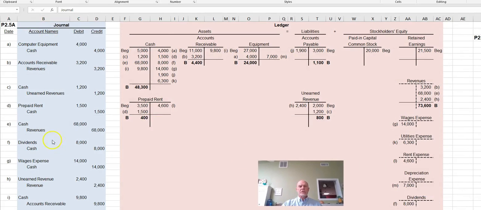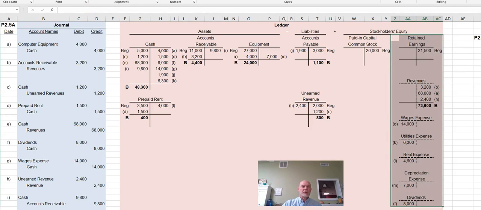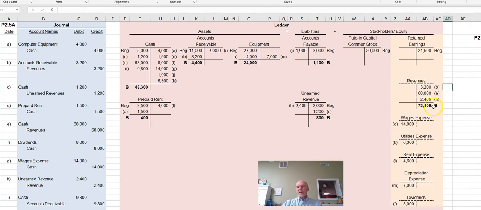Let me show you a more involved example. Here's the journal and here's the ledger for problem 25A that you may have worked when you were doing your homework earlier. So, the journal entries, we recorded all the transactions, we posted to the ledger, we totaled up all of the account balances, and let's focus on this information here in the retained earnings column. I'm going to put a different color to that so we can see it.